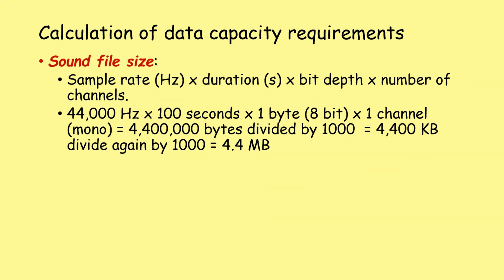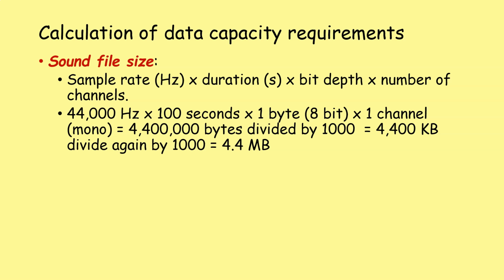We might also have to calculate sound file size. And this is the sample rate in hertz multiplied by the duration of the recording in seconds, multiplied by the recording bit depth, multiplied by the number of sound channels. So if we had a 100-second sound clip recorded at 8-bit quality, mono, so one channel, and that's recorded at a sample rate of 44,000 hertz or 44 kilohertz, the calculation would be like this.